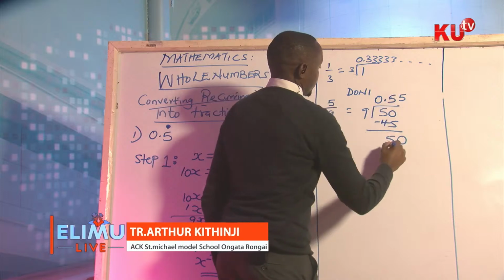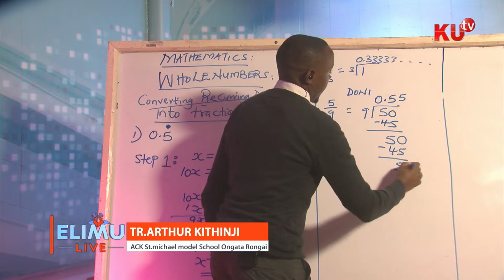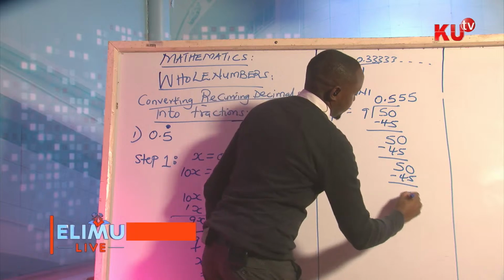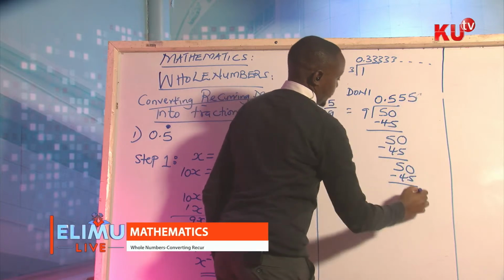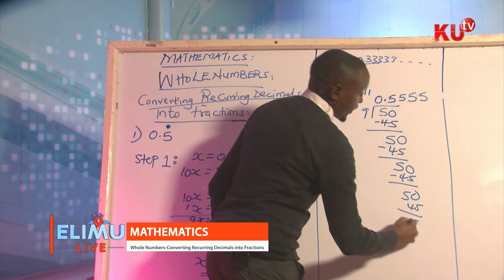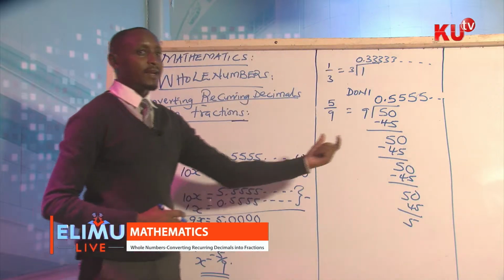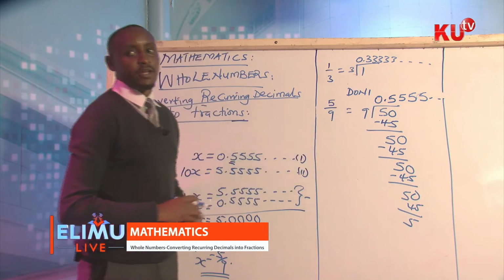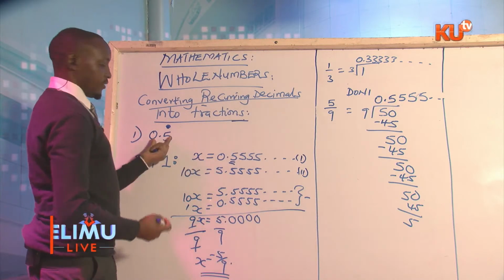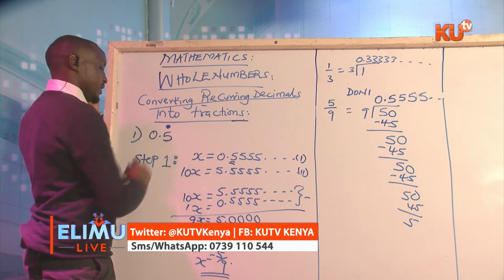Again 5 because of 45. When you subtract, you get 5. Add a 0. Again 5 because of 45. When you subtract, you get 5. Add a 0 here. Again 5 because of 45. That will continue like that endlessly. That's why we're calling them non-terminating decimals or recurring decimals. So 5 will continue recurring, and we have been able to get 0.5 where 5 is recurring.